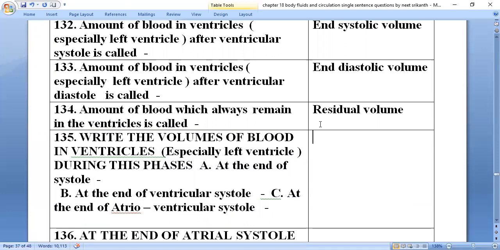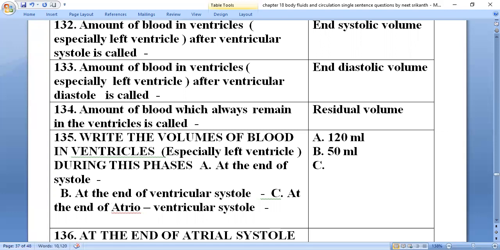Now write the volumes of the blood in the ventricles. We are talking about especially the left ventricle at the end of systole. How much blood can be seen? 120 ml. At the end of systole, the blood in the ventricle is about 120 ml. Next, at the end of ventricular systole, after losing 70 ml as the stroke volume, how much will remain? 50 ml only. That is called residual volume.